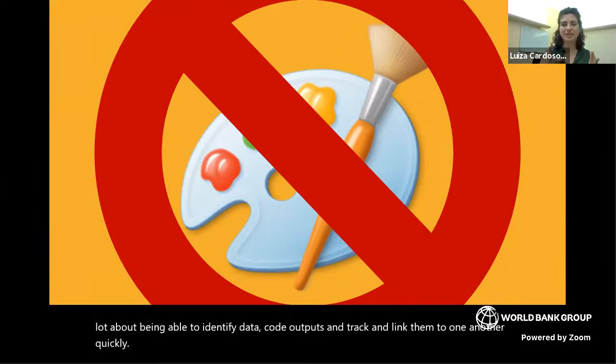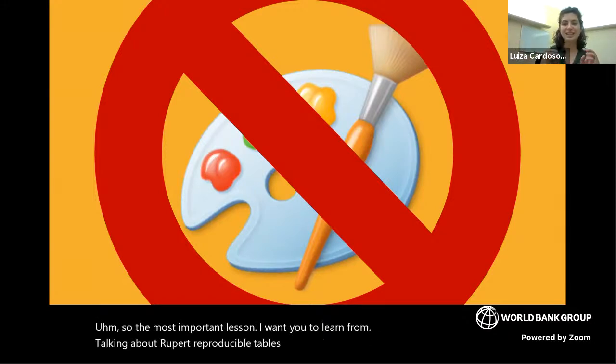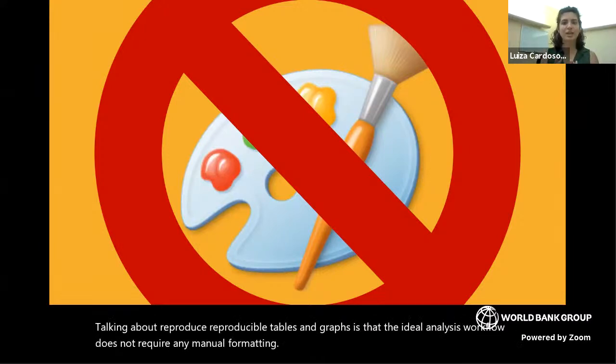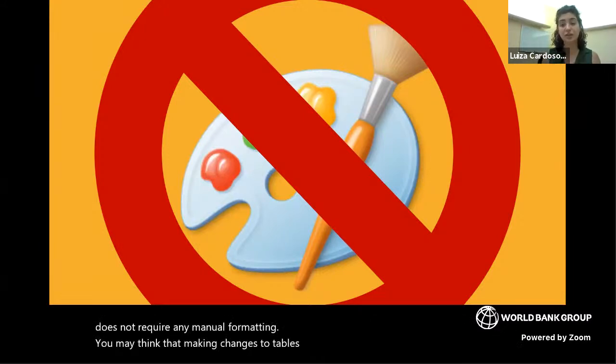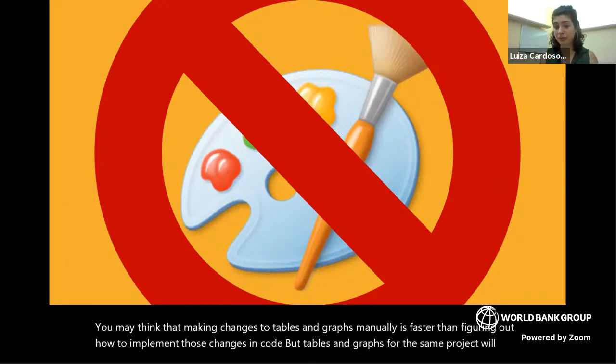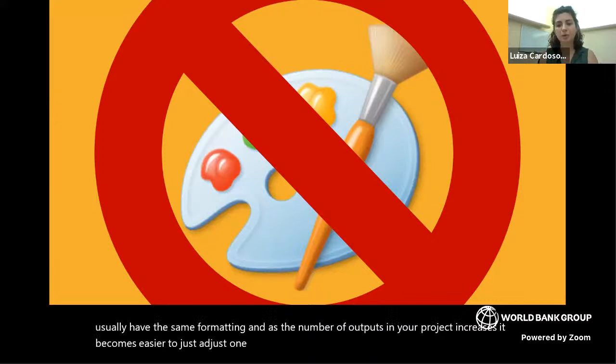So the most important lesson I want you to learn from talking about reproducible tables and graphs is that the ideal analysis workflow does not require any manual formatting. You may think that making changes to tables and graphs manually is faster than figuring out how to implement those changes in code, but tables and graphs for the same project will usually have the same formatting. And as the number of outputs in your project increases, it becomes easier to just adjust one code for multiple outputs than to edit each of them manually.